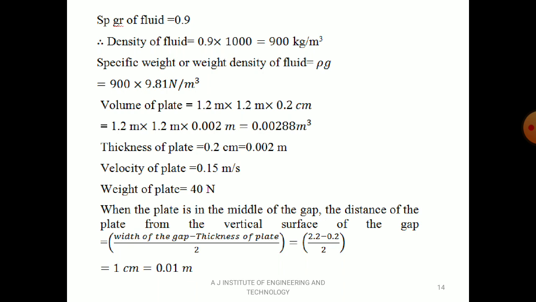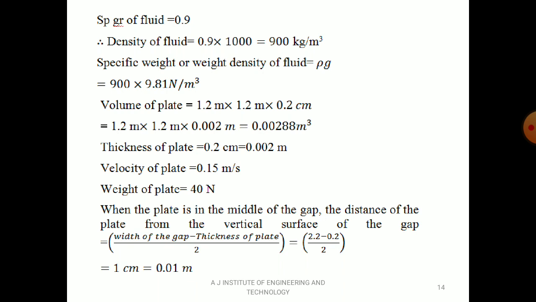So I have to convert 0.2 centimeter to meter. That is 0.2 divided by 100. So that is equal to 1.2 meter by 1.2 meter into 0.002 meter. That is equal to 0.00288 meter cube. So area into length, that is the volume. 0.00288 meter cube.